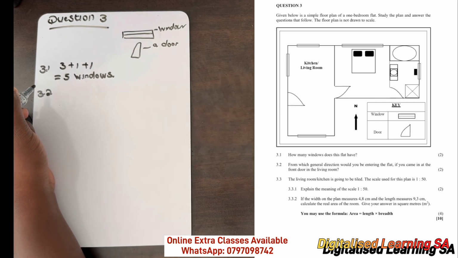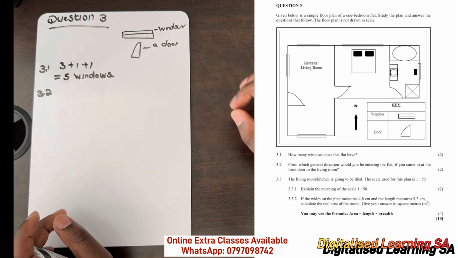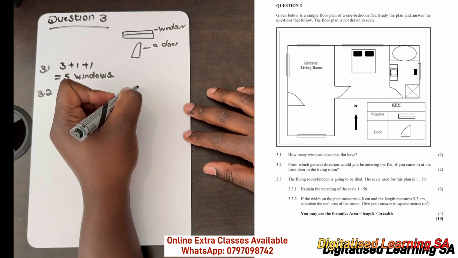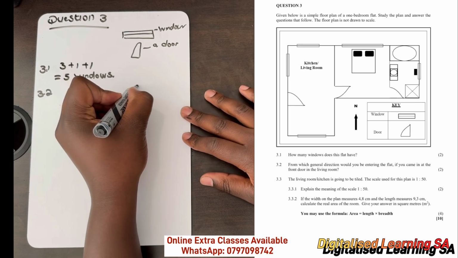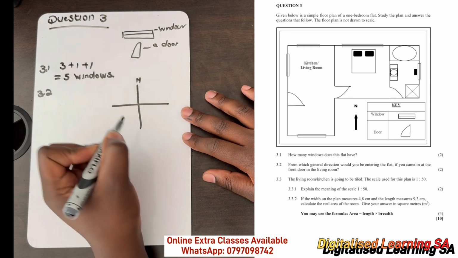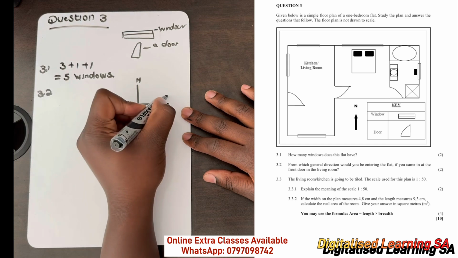Okay, so now let's move to the second question, question 3.2. Question 3.2 says, from which general direction would you be entering the flat if you come in at the front door in the living room? To make this easy to understand, if you look at the map, you can see that we are given the general direction. There's an arrow pointing up, which means that this will be our north, this will be our south, this will be our west, and this would be our east.